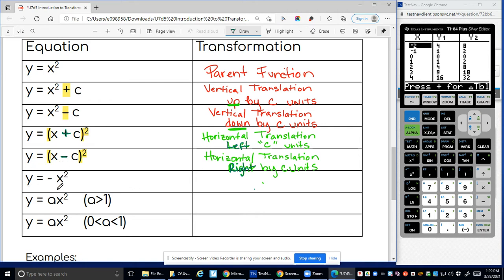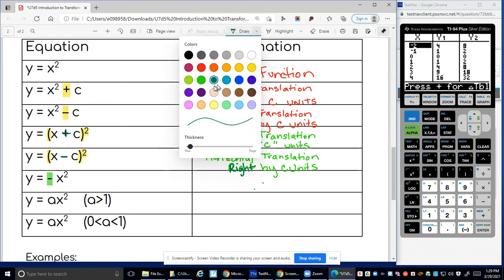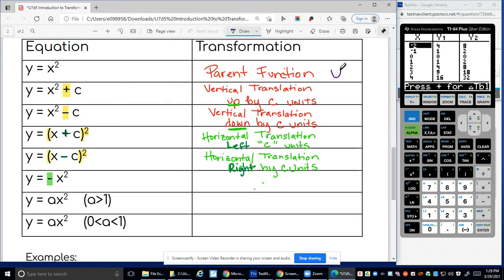This right here, this has a negative. So the negative just means that instead of opening up like this one does, okay, we're going to open down. So remember, this one kind of opens up. This one will open down, okay? And it's what we call a reflection over the x-axis. Looks a little weird, but that's the axis. Okay.